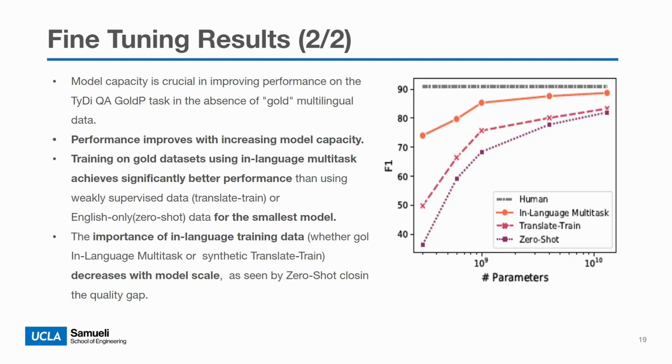The importance of in-language training data decreases with the model scale, which shows that machine translation of monolingual data brings diminishing returns as the model capacity increases. So we can avoid the expensive task of annotating data in more than one language if we use larger models.